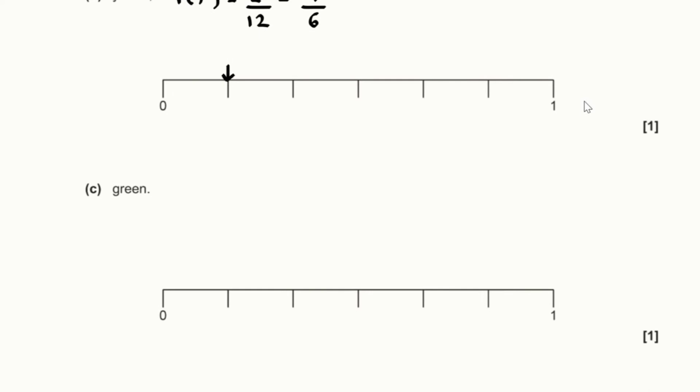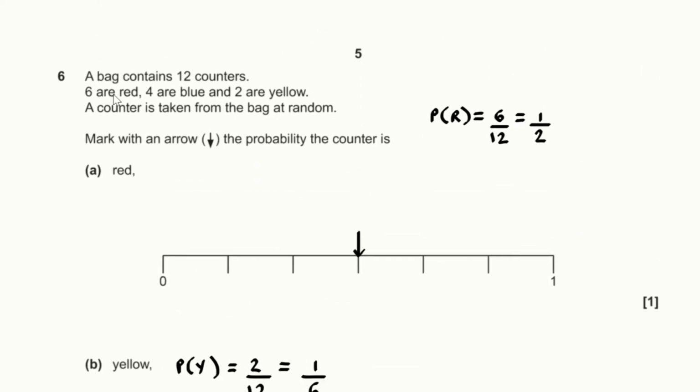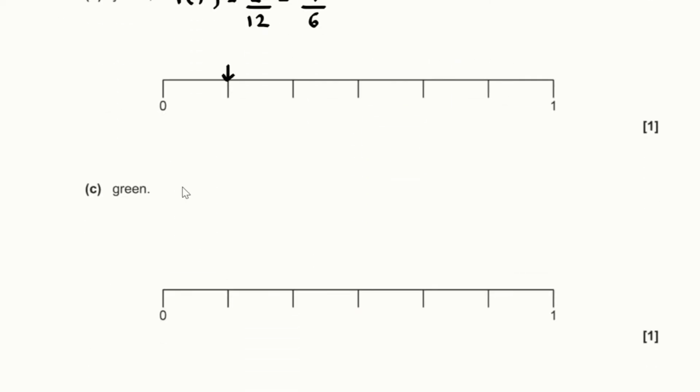Next, we've got the probability of green. Well, we've got red, blue and yellow counters. None of them are green. So the probability of green is equal to 0. So we mark on here the probability of green.